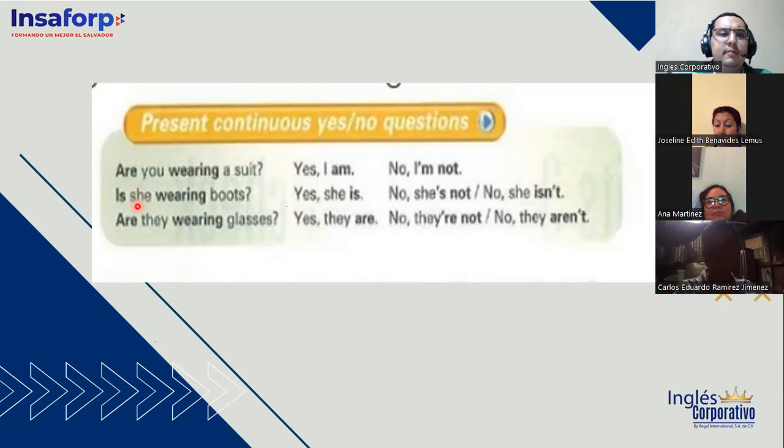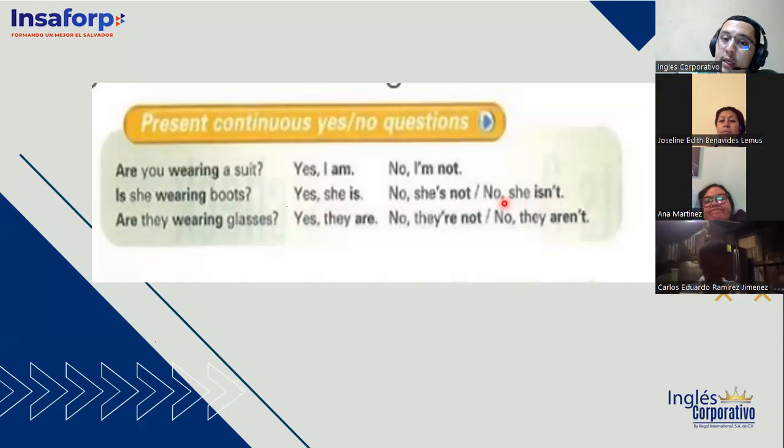Let's see number two. Is she wearing boots? Yes, she is. The positive form. What about the negative form? No, she's not. Or we can move the structure: No, she isn't. If you see, here we can have a contraction between the subject and the verb, and here we can have a contraction between the verb and the negative form, that is not.